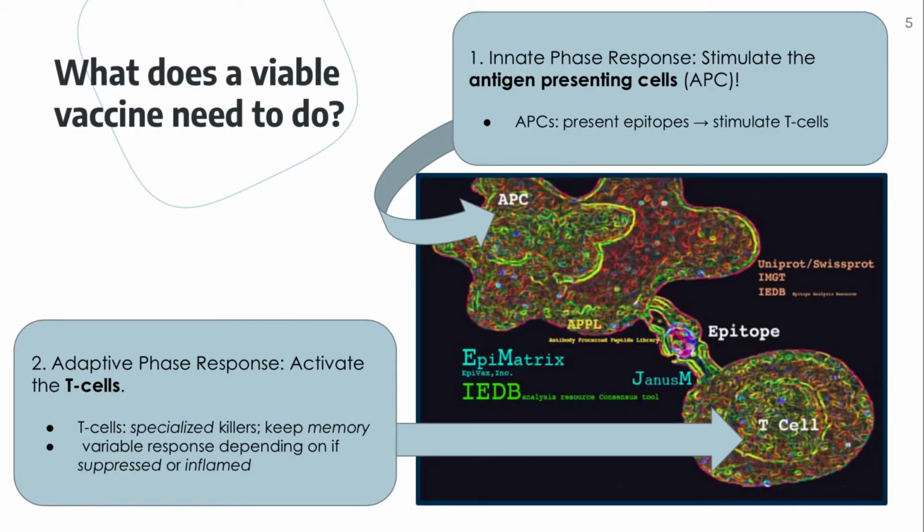First, a bit of background. What does a viable vaccine need to do? Well, it needs to be able to stimulate both parts of the immune response, the innate phase and the adaptive phase. The innate phase response involves the antigen-presenting cells, APCs.